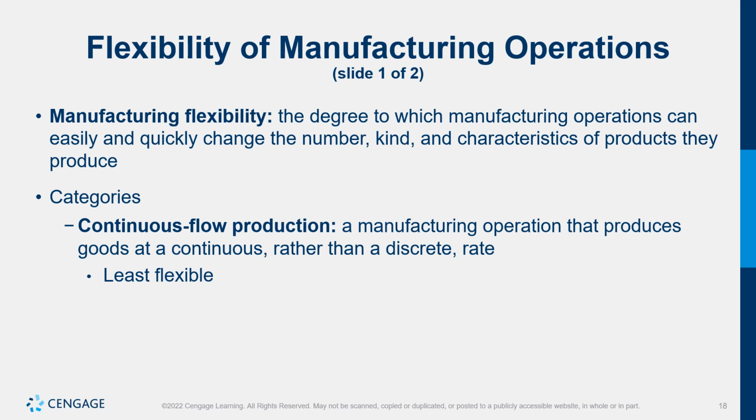A second way to categorize manufacturing operations is by manufacturing flexibility, meaning the degree to which manufacturing operations can easily and quickly change the number, kind, and characteristics of products they produce. In continuous flow production, products are produced continuously rather than at discrete rates.